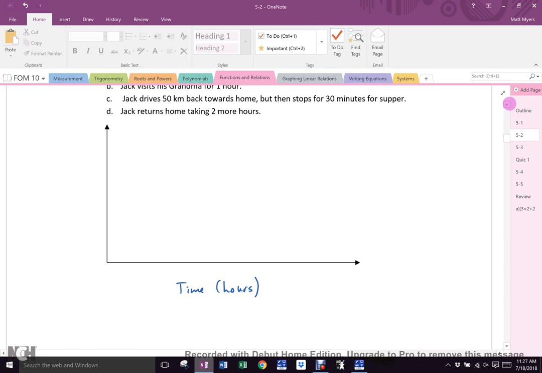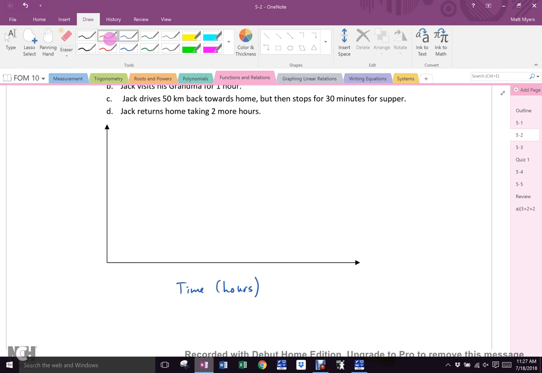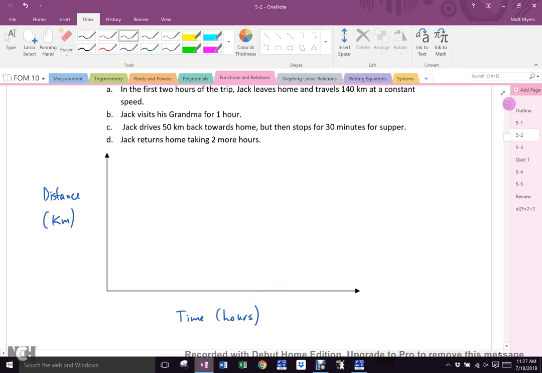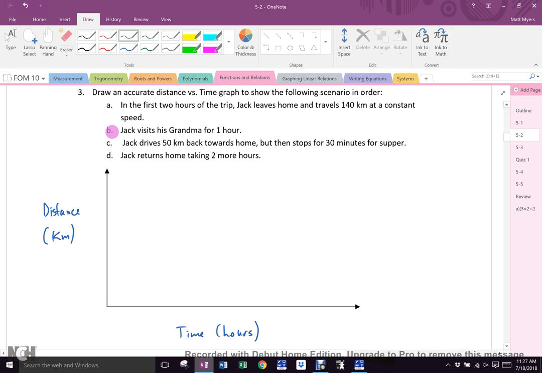Okay. And what's going to go on this side? Distance measured in what? KM. Nice. All right. So we are going to need how many sections of graph?